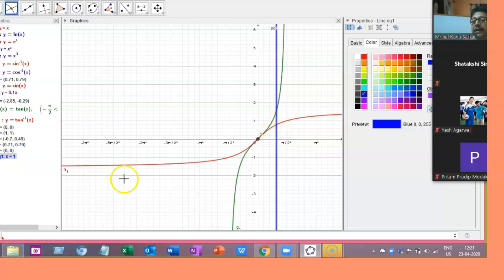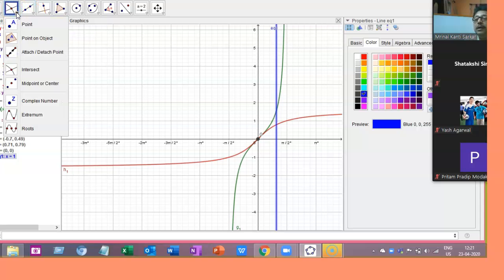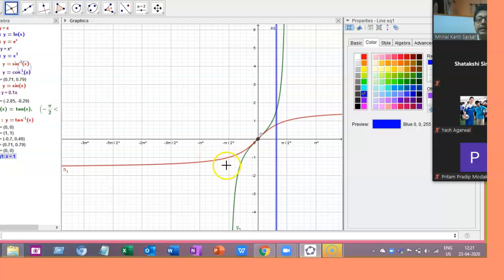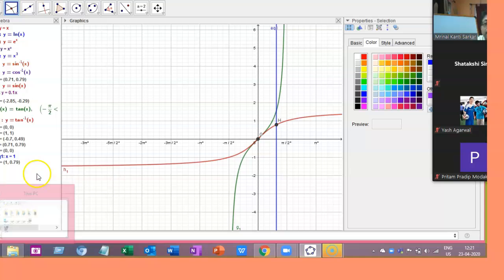If I intersect again, the point of intersection of x equal to 1 and this curve, see, the point H is there. What is the coordinate here? 1, 0.79. So this vertical ordinate is going to be 0.79. Now this part is the original curve tan x. Everyone by seeing the graph will say, sir, obviously tan 1 is greater than tan inverse 1.